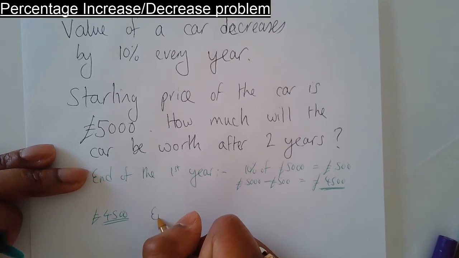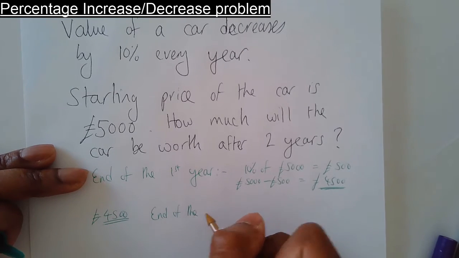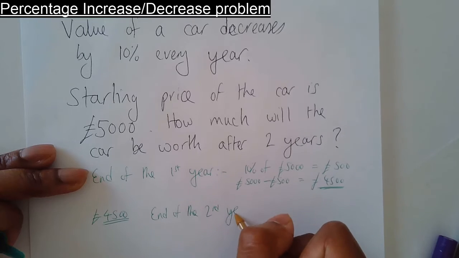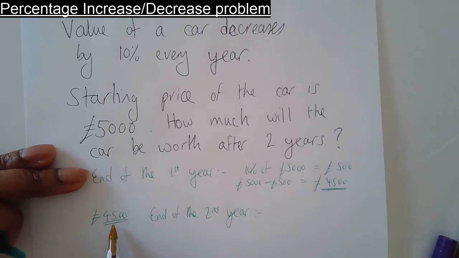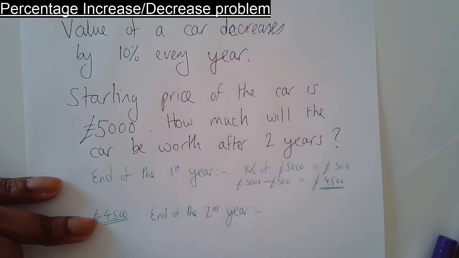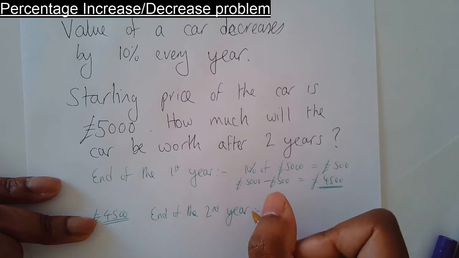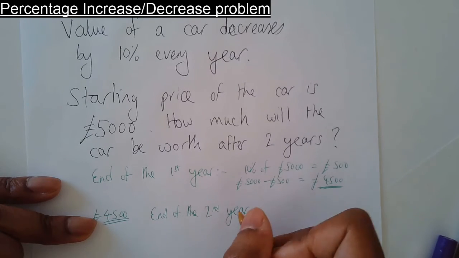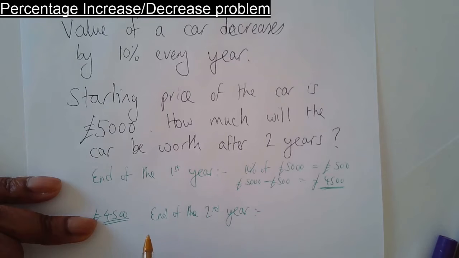But then at the end of the first year, second year rather, remember that's the start, that's the value of the car right at the beginning, 1st of January, let's say 1st of January of that year. And we want to know the price, the cost of the car at the end of the second year. So in other words, we are decreasing £4,500 by 10%.